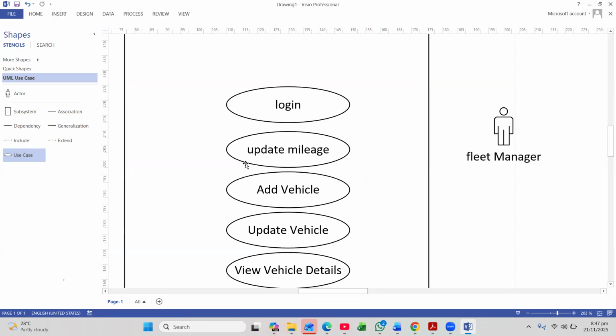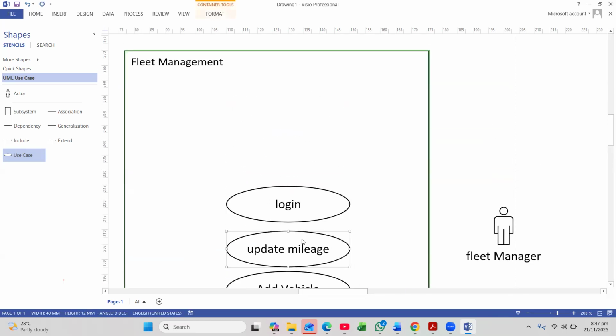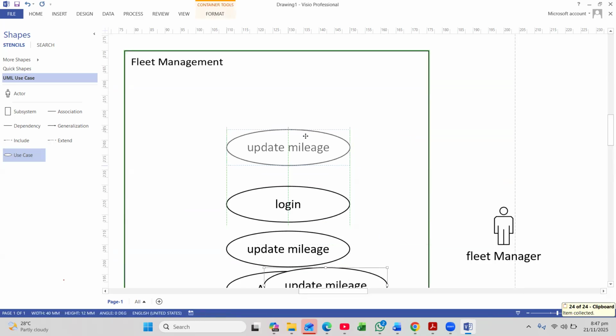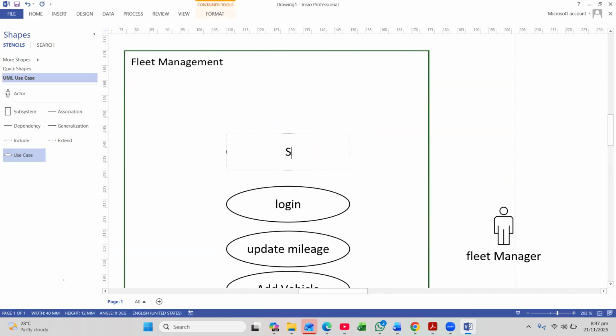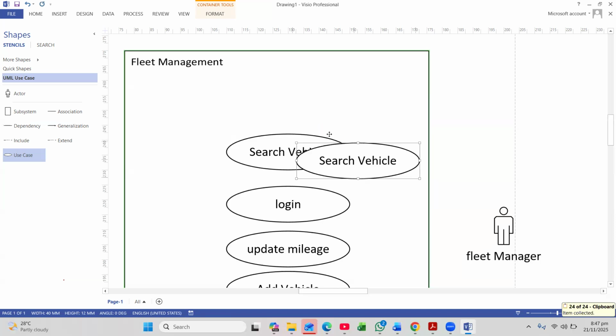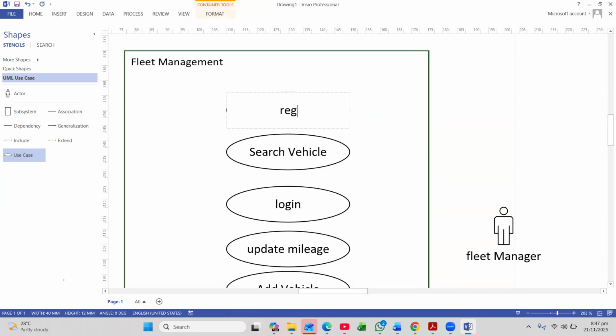Now, he can also go and search. So over here, I'm going to copy this and paste it at the top over here. We can also search for a vehicle. So can the manager register a driver? Manager can register a driver. Yes, so we can put that somewhere over here. So, register driver. Okay.